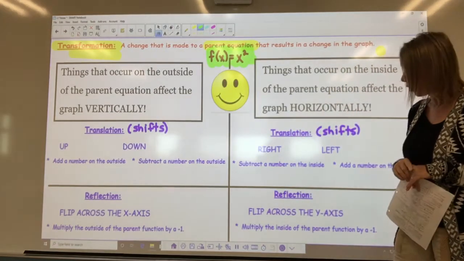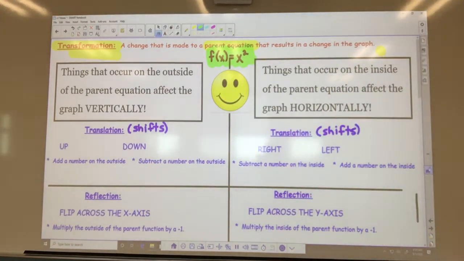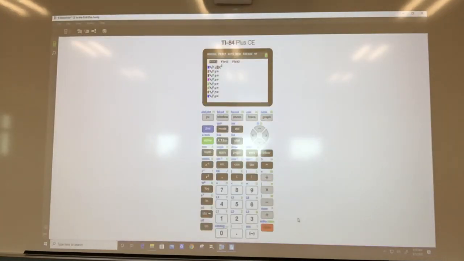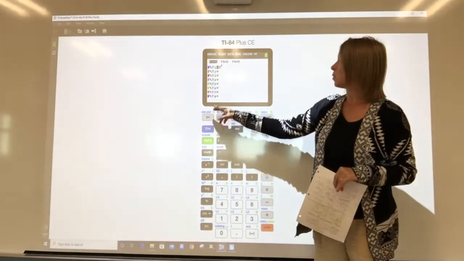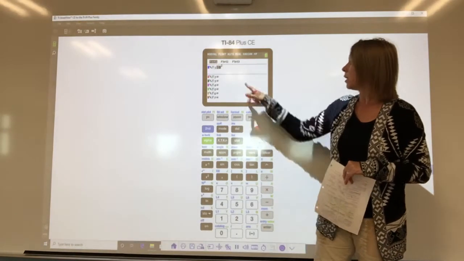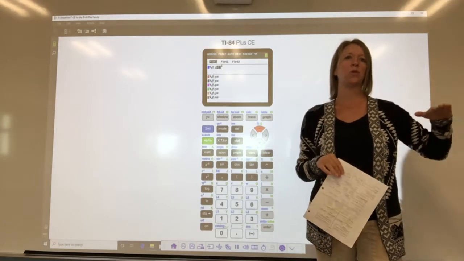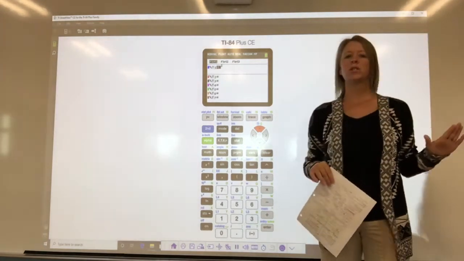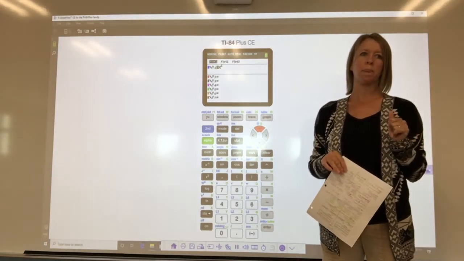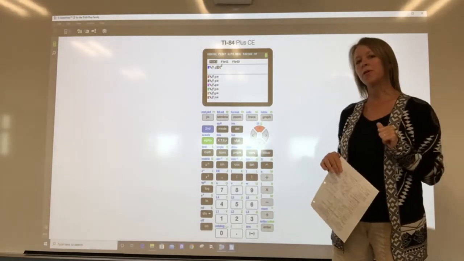So I'm going to have you grab your calculator, go ahead and open up the calculator and hit y equals. I'm going to have you insert into y1 that basic parent equation for a quadratic, which is simply y equals x squared. Okay? And we're going to take a look at this graph here together.